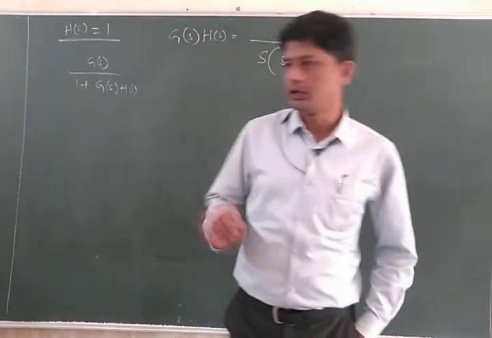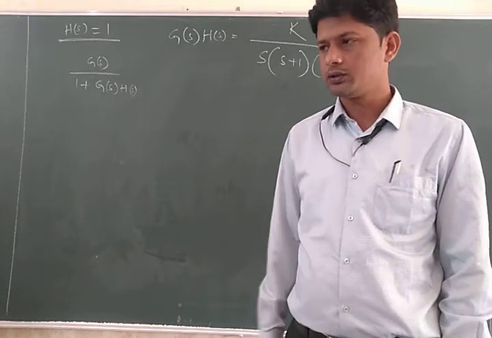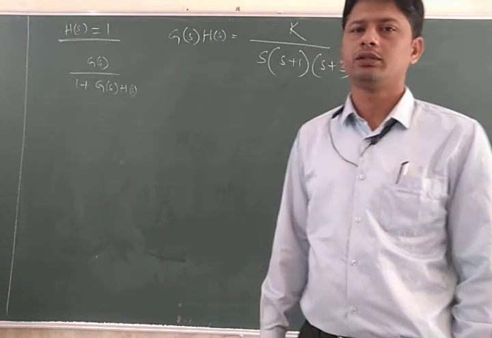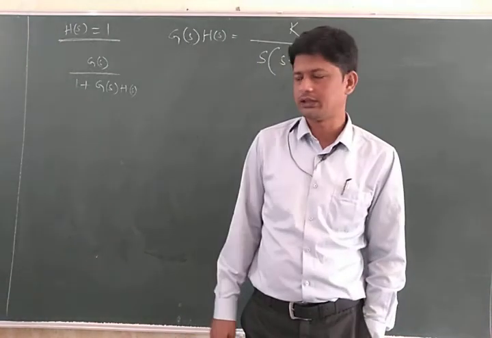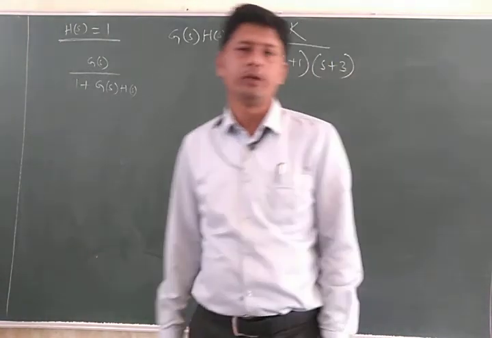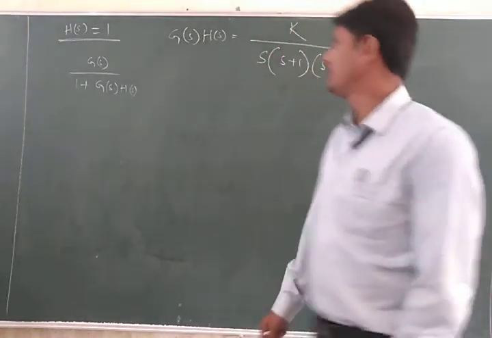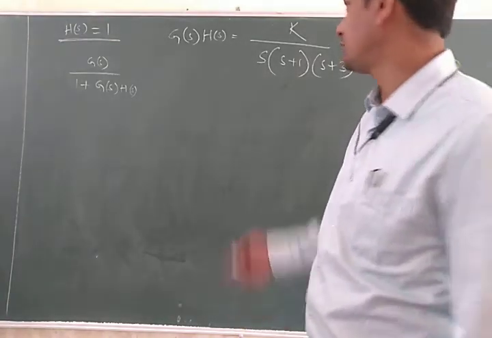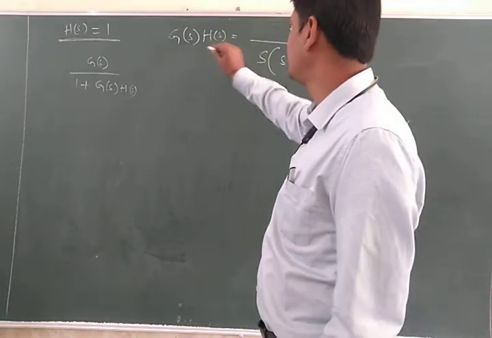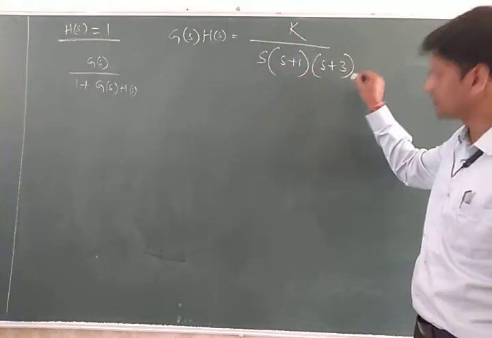Okay, today we will try to understand how to draw a root locus of a given control system. By using an example, it is best to understand how to proceed with the root locus drawing. The given problem is: the open loop transfer function of a control system, G(s)H(s), is given as K divided by s into (s plus 1) into (s plus 3).